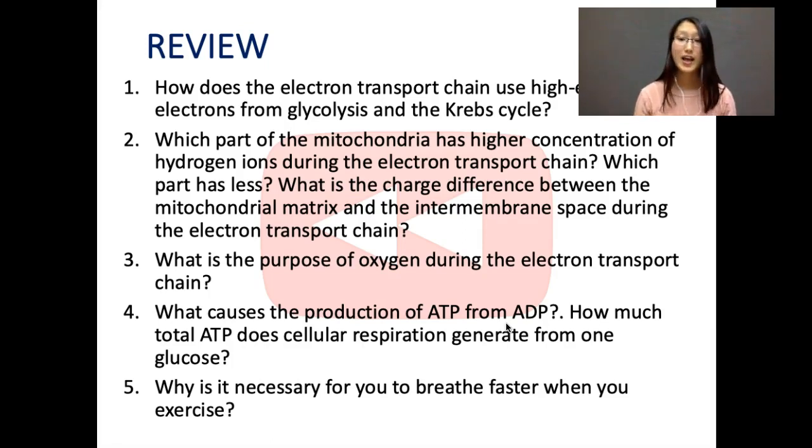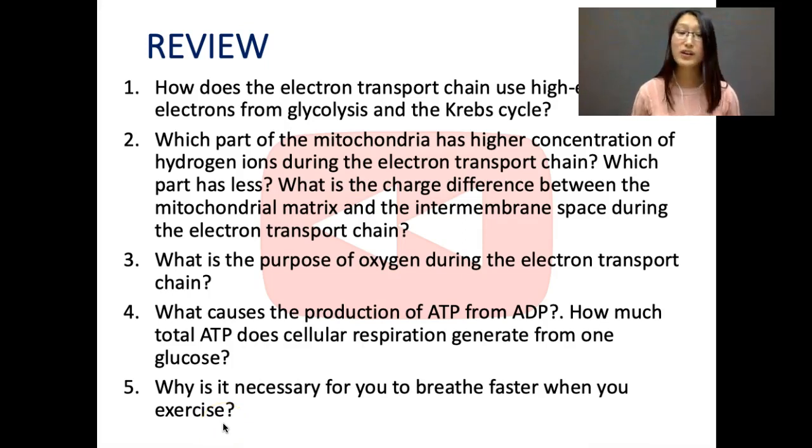So the charge and concentration difference of hydrogen is what causes the production of ATP. How much total ATP does cell respiration generate from one glucose? About 38, 36.